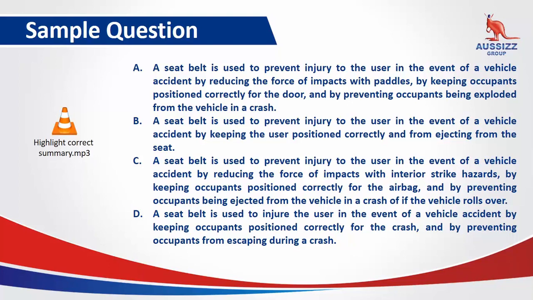A seat belt, also known as a safety belt, is a vehicle safety device designed to secure the occupant of a vehicle against harmful movement that may result during a collision or a sudden stop. A seatbelt functions to reduce the likelihood of death or serious injury in a traffic collision by reducing the force of impacts with interior strike hazards by keeping occupants positioned correctly for the airbag, and preventing occupants being ejected from the vehicle in a crash or if a vehicle rolls over.